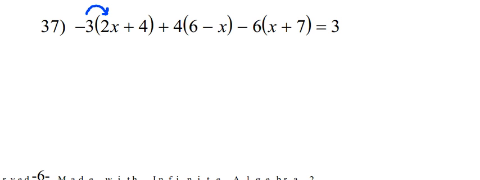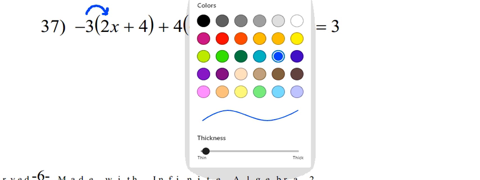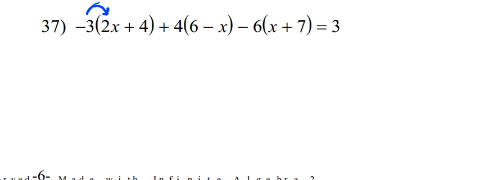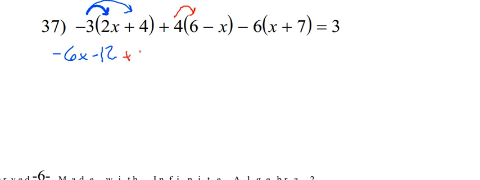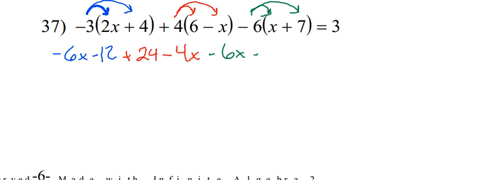So first thing you're going to do is you're going to distribute, and there's quite a bit of distributing to do. So negative 3 times 2 is negative 6x, negative 3 times 4, negative 12. Then we'll move over to the next one. We do 4 times 6, that's 24, and then 4 times negative x, negative 4x. And the last one, negative 6 times x. Okay, so notice I'm taking the sign there in front of the 6. Negative 6 times 7 is negative 42, all equal to 3.